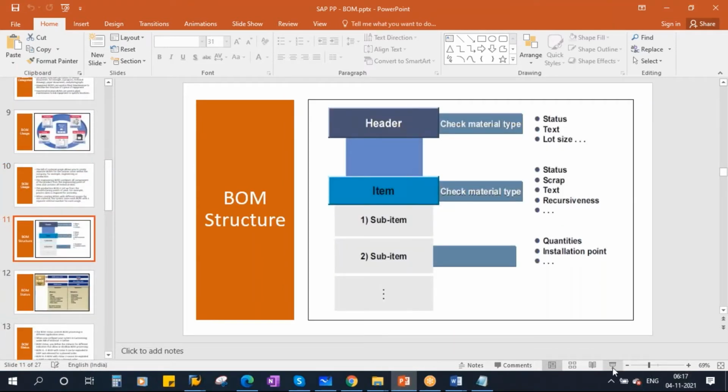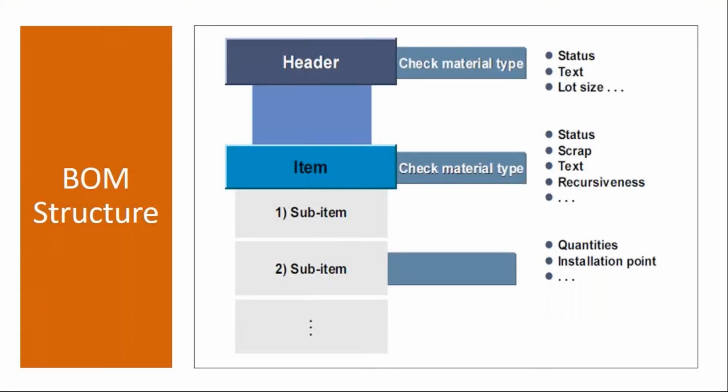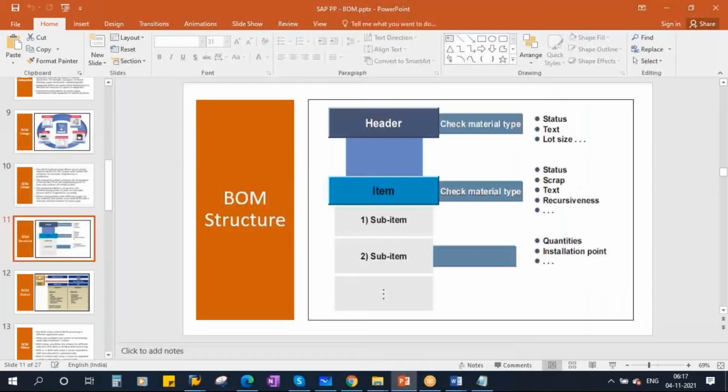BOM normally will have header data. A BOM will have header data and item data. Item data means component data. Okay, so now we will see this in the system. So let's create the bill of materials in the system.